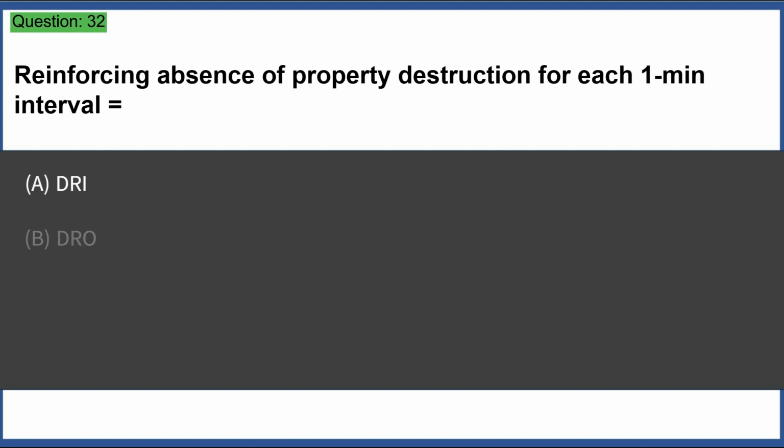Reinforcing absence of property destruction for each 1-minute interval equals A. DRI. B. DRO. C. DRH. D. DRL. Answer B. Reinforce 0 occurrences during interval.